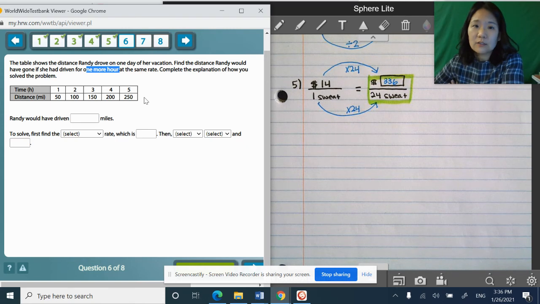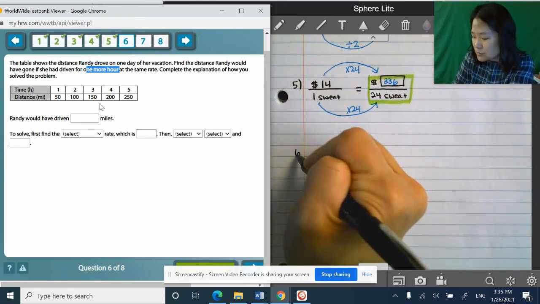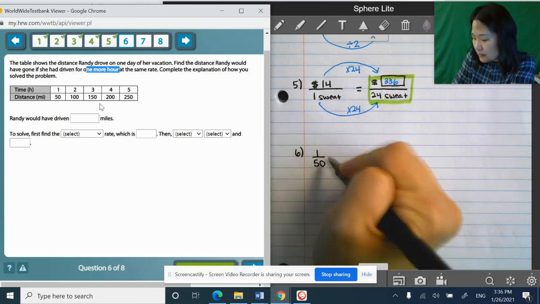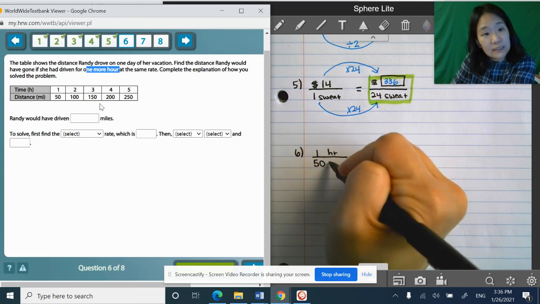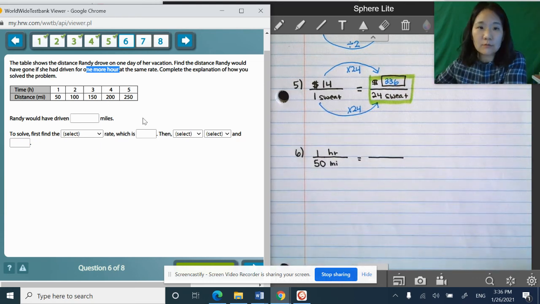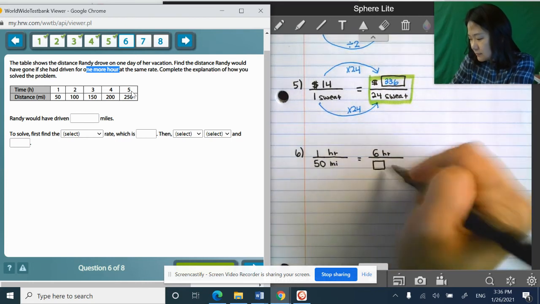But here's the thing. If you were thinking, oh, you're adding by 50, you really shouldn't be using that, because using adding or subtracting relationships in a table does not always work. So that's not what you should be relying on. So what I am going to do is again use equivalent rates. Okay? So I'm going to use 1 hour, 50 miles, and set it equal to 1 more hour than the last one. So that's 6 hours, blank miles.